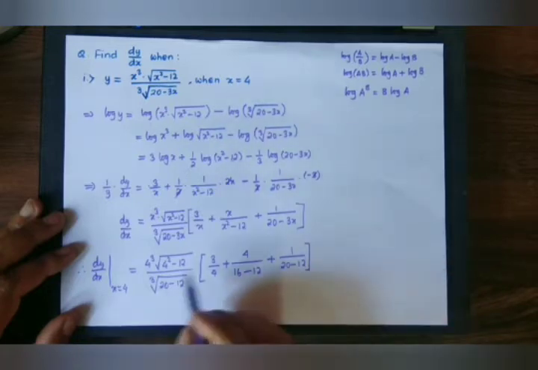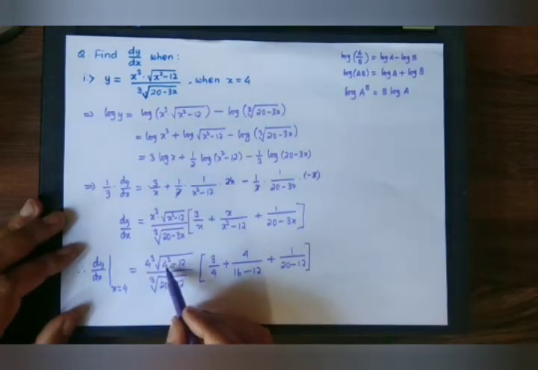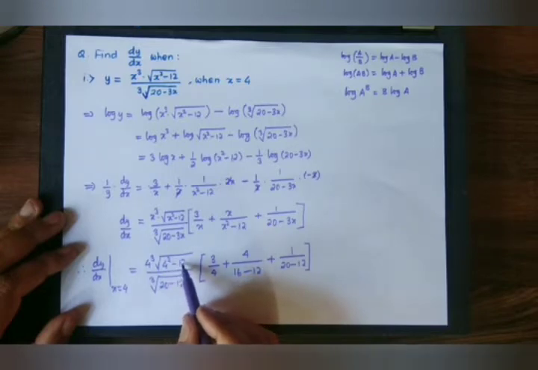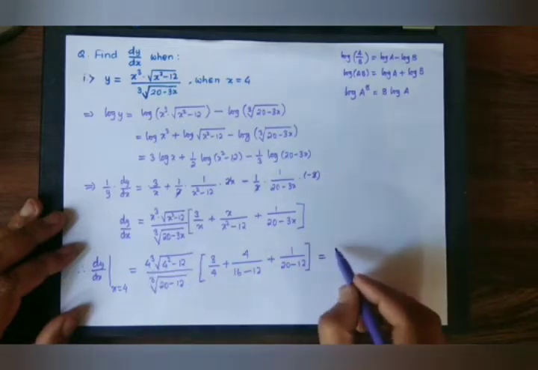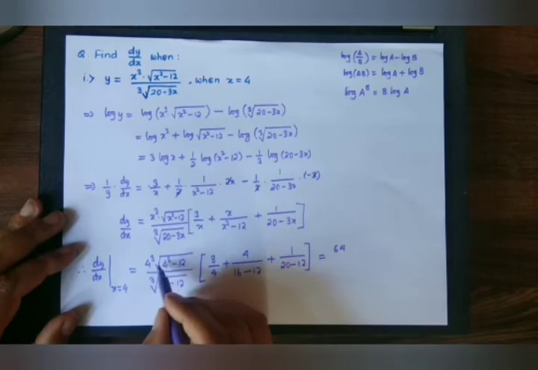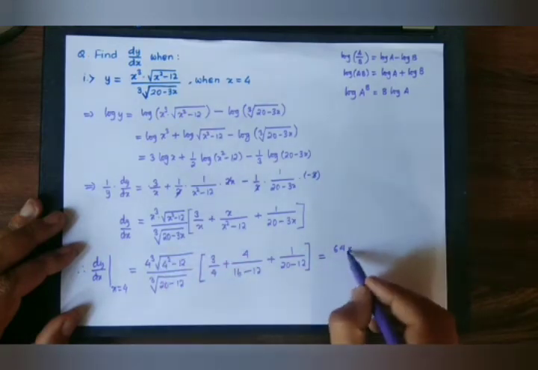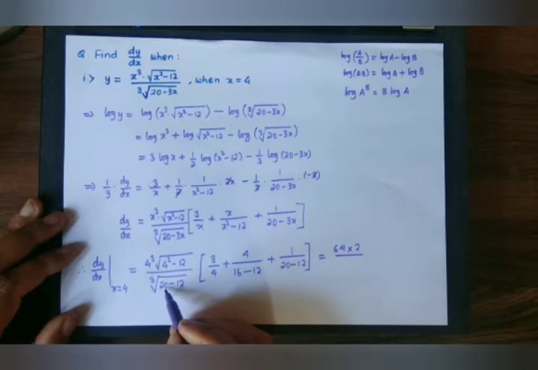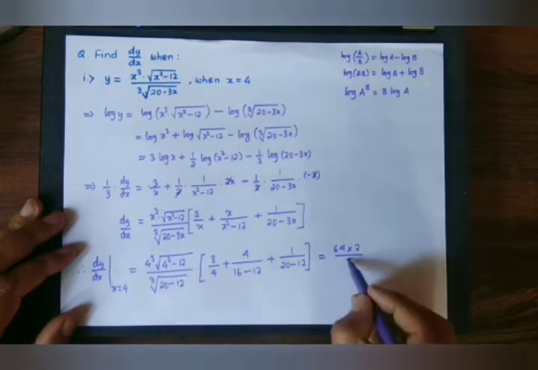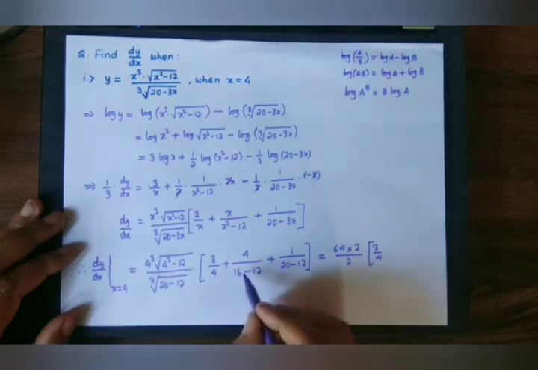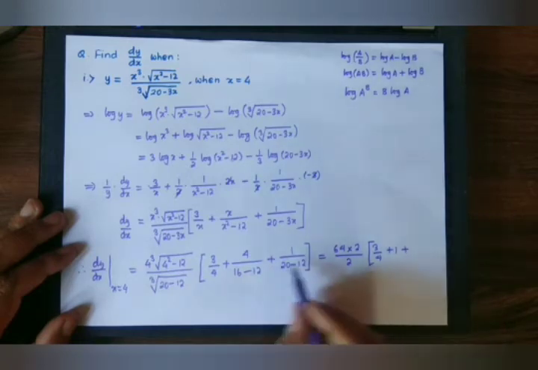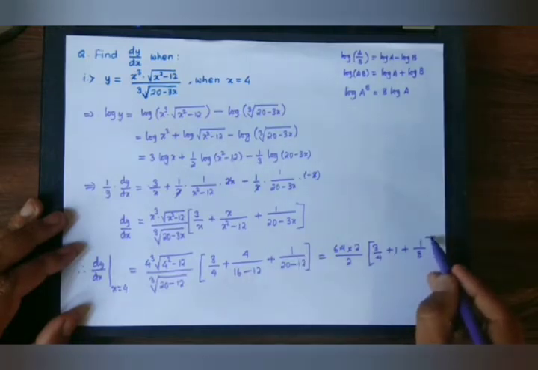So let us simplify this. So this is 4 square, so that is 16. So 16 minus 12 is 4. So square root of 4 is 2 and 4 cube is 64. Similarly we have 20 minus 12 is 8 and cube root of 8 is 2. Simplify the inner one, that is 3 by 4. 16 minus 12 is 4, so 4 by 4 is 1, so plus 1, plus similarly 1 by 8.